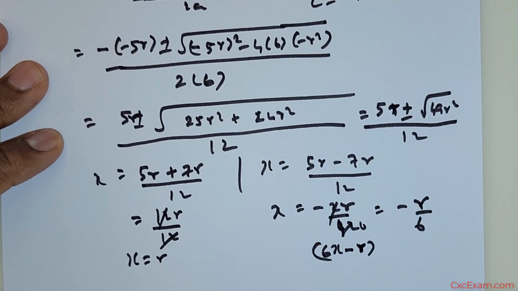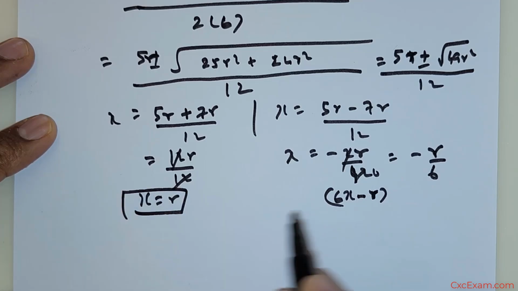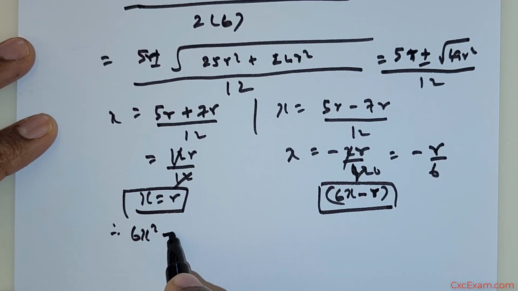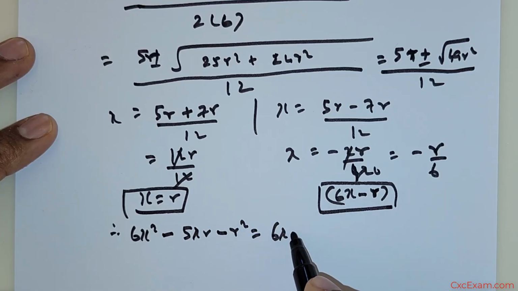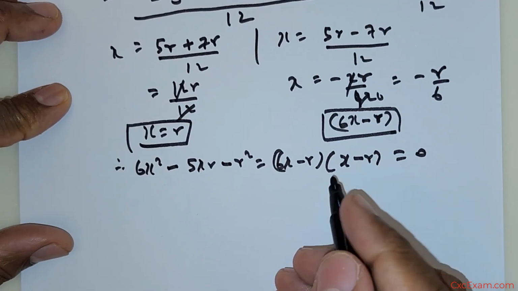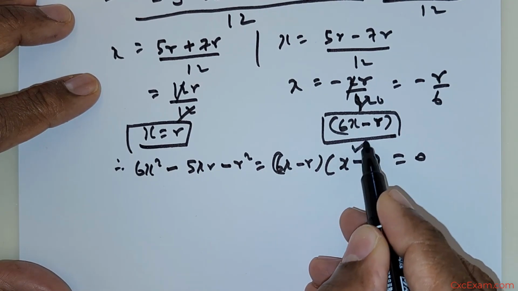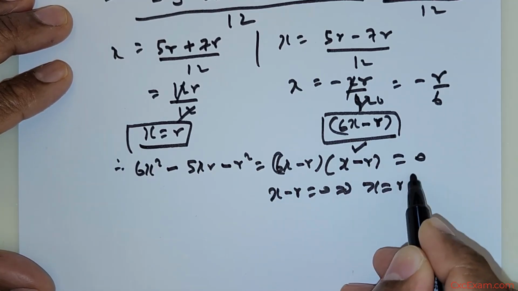Now let's check one more time. Okay, so we have two factors. Therefore 6x² − 5xr − r² is rewritten as (6x − r)(x − r) = 0. And what we are going to do is take this as the solution: x − r = 0, which means x = r.